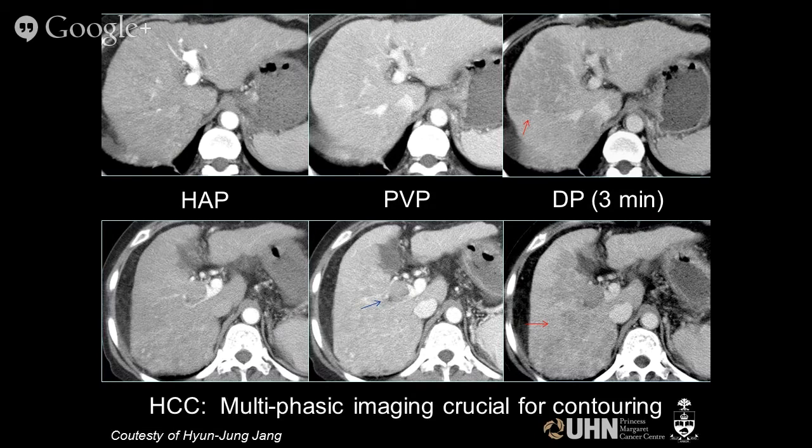So for hepatocellular carcinoma, multiphasic imaging is crucial for contouring. And as one of my colleagues likes to say, garbage in, garbage out. So we could have state-of-the-art image guidance tools, but if we don't have appropriate imaging and contouring, those tools won't have the effects we want.